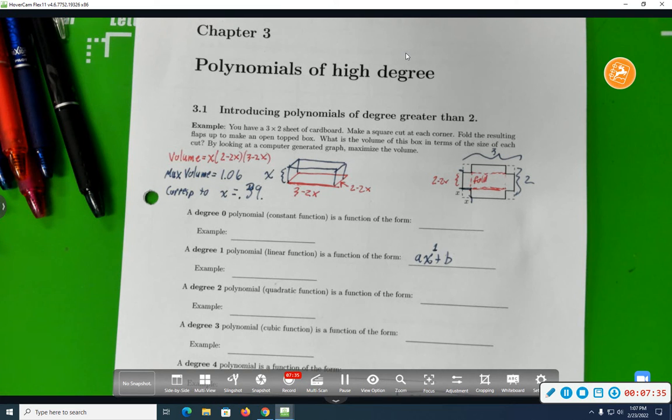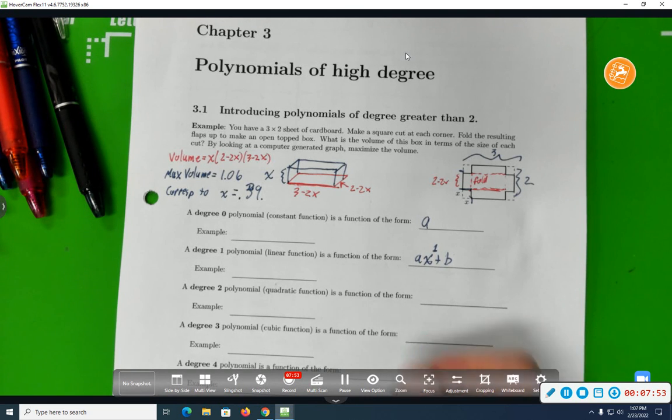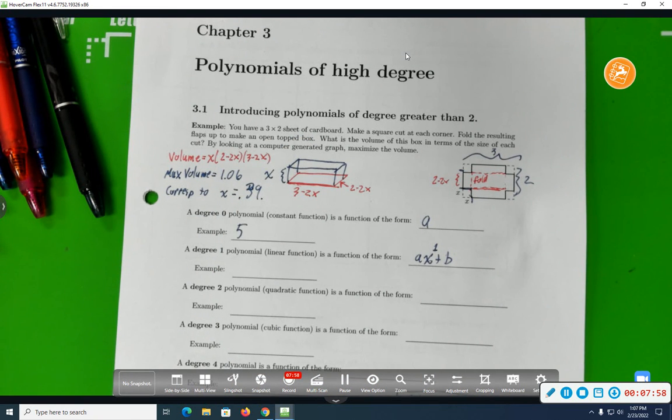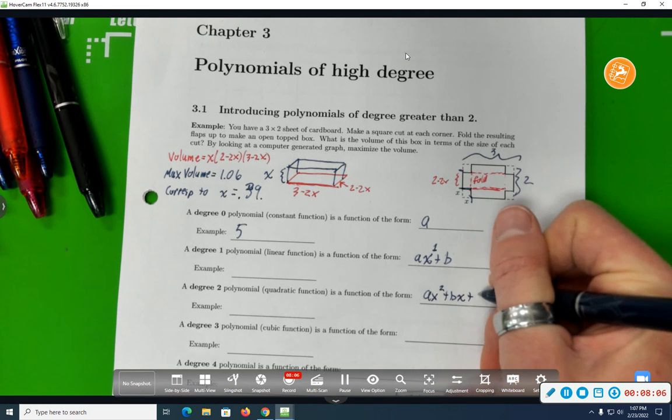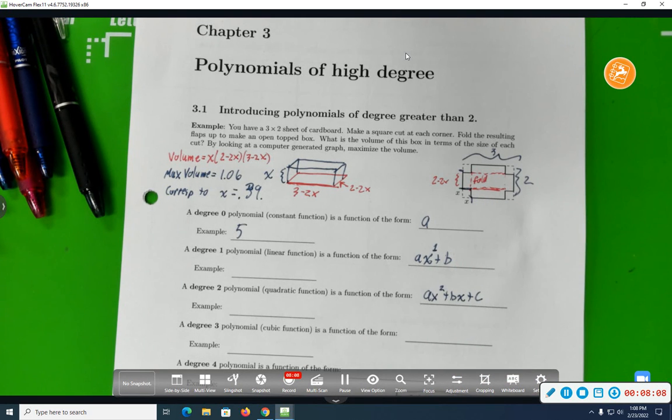So a degree 0 polynomial would just be something that's constant. It's just a number. 5 is a degree 0 polynomial. A degree 2 polynomial is a quadratic function, ax squared plus bx plus c, where a, b, and c are just some numbers.